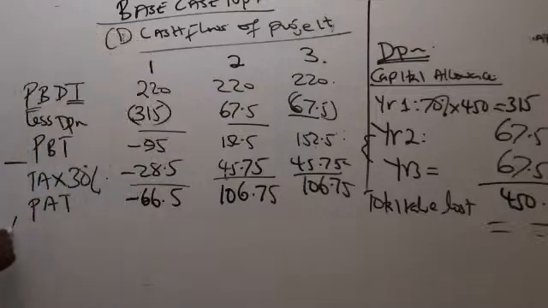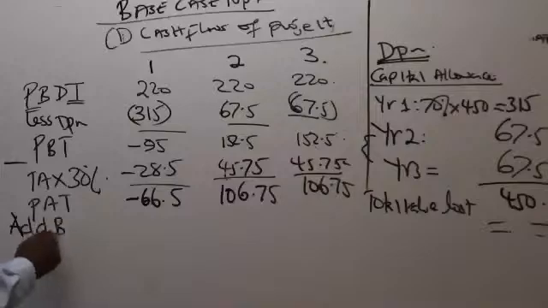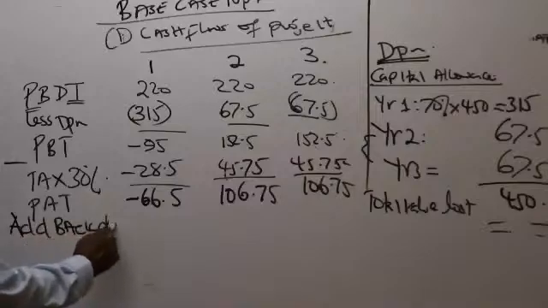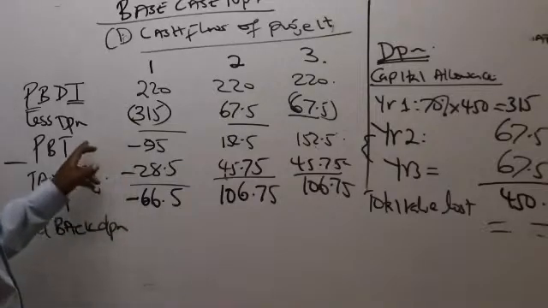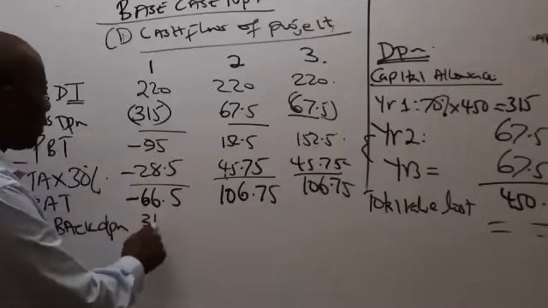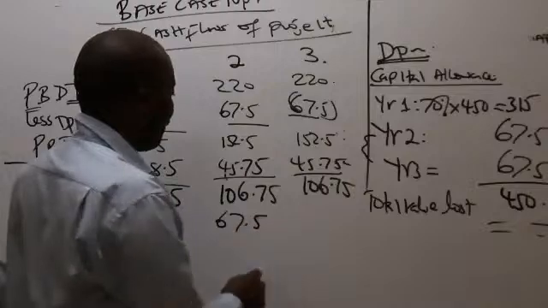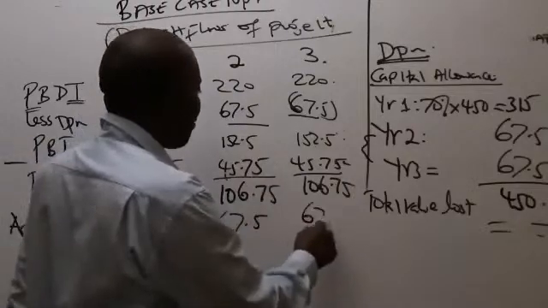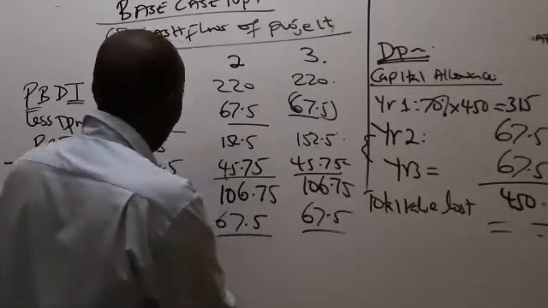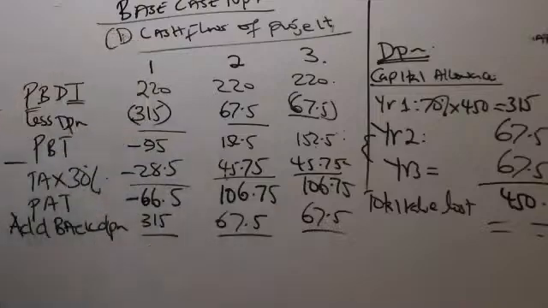Add back depreciation. So when you add back depreciation, what figures do we have? We have 315, we have 67.5. So could you kindly give me these figures, ladies and gentlemen? What figures are we going to have here?